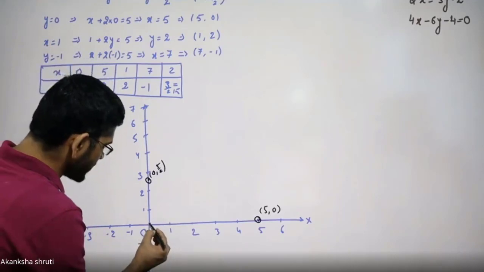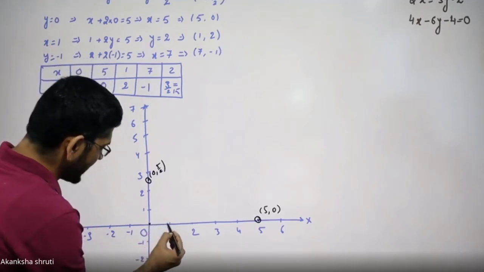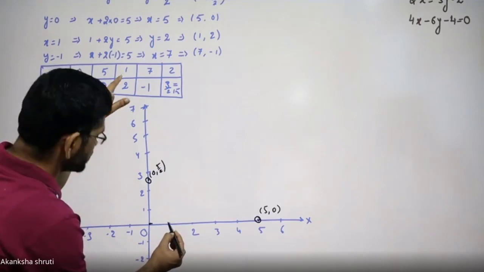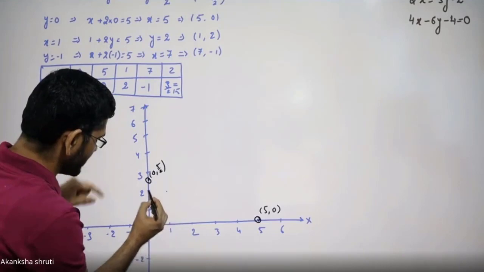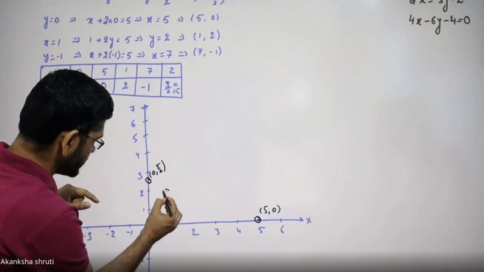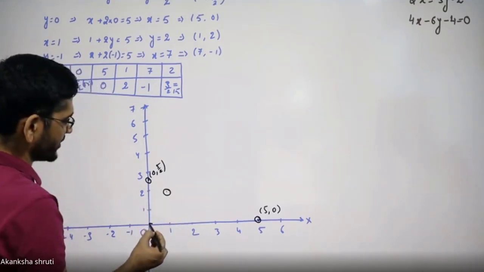So x is equal to 1. So move on the x-axis 1 unit here, and on the y-axis 2 units. So move upward, it will come here. Means this is the 2. So this is the other point.